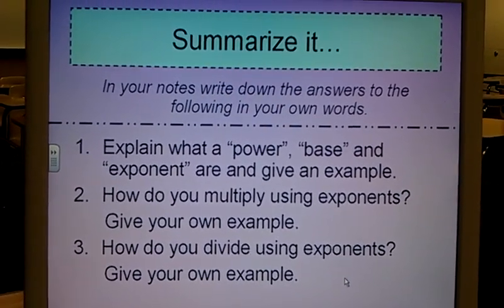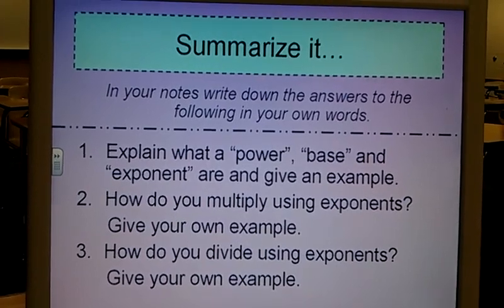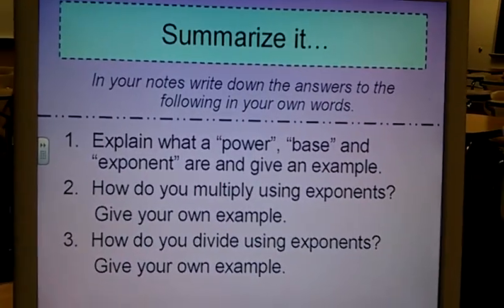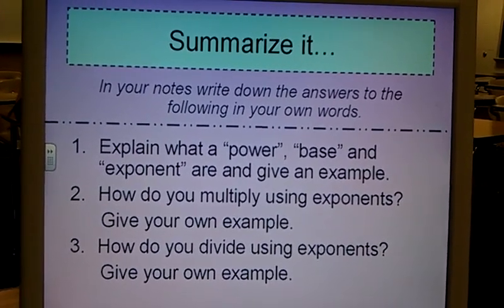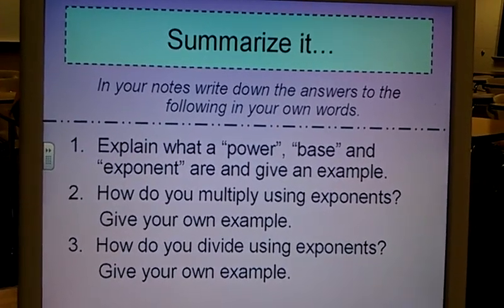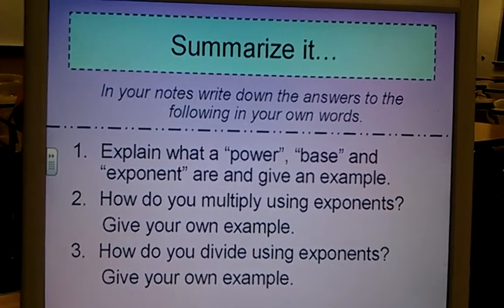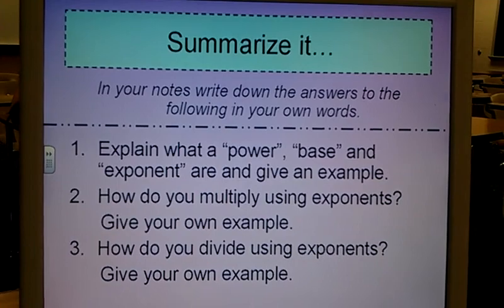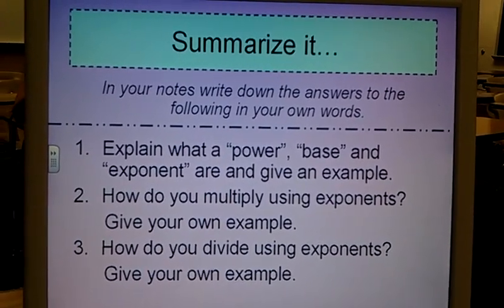In your own notes, write down the answers to the following questions in your own words. Explain what a power, base, and an exponent are, and give an example. How do you multiply using exponents? Give your own example. How do you divide using exponents? Give your own example of this one.